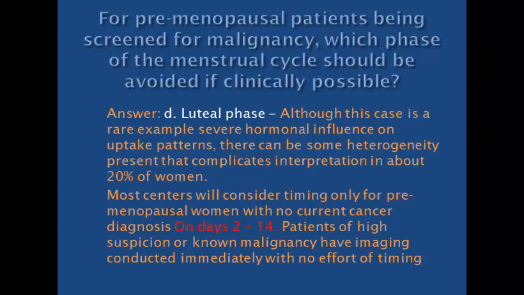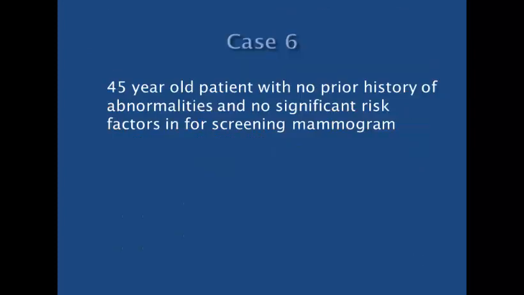And I think that the important thing to understand here is that centers generally consider timing only in premenopausal women with no current cancer diagnosis. And when they do decide to do that, they'll do it between days 2 and day 14. Patients of high suspicion or known malignancy, there's no attempt to do timing. It doesn't make the imaging unreadable, but it can complicate interpretation. But we don't want to make those patients who are undergoing cancer therapy wait for that therapy.